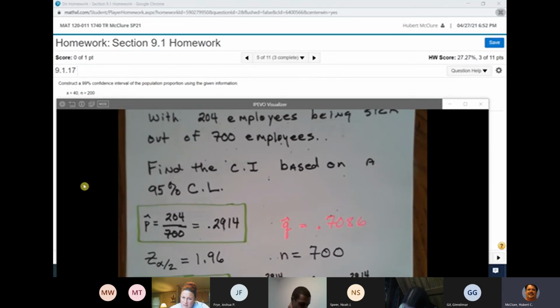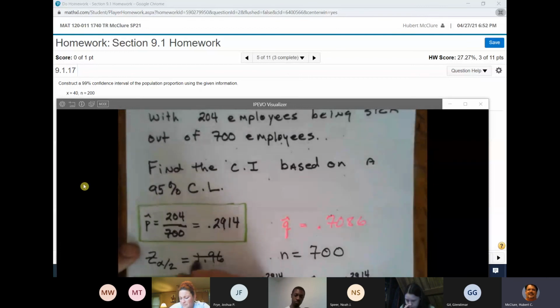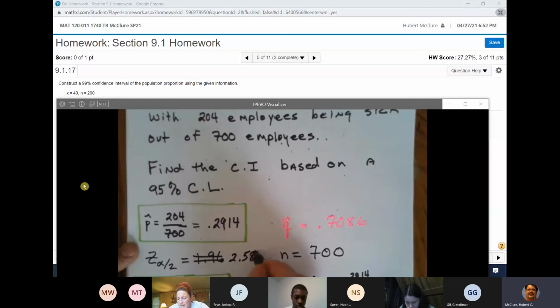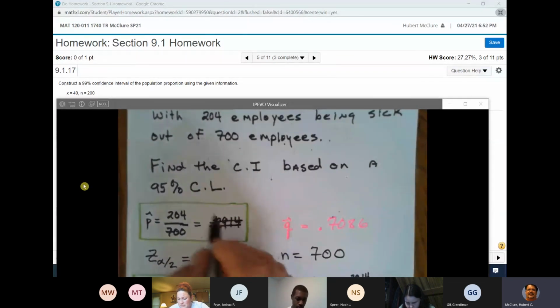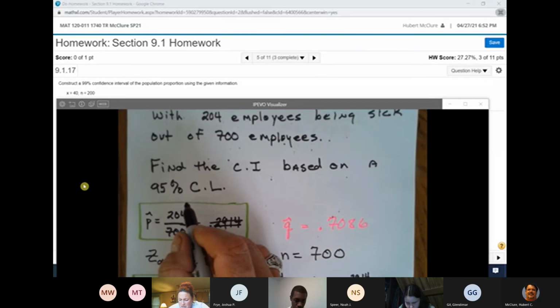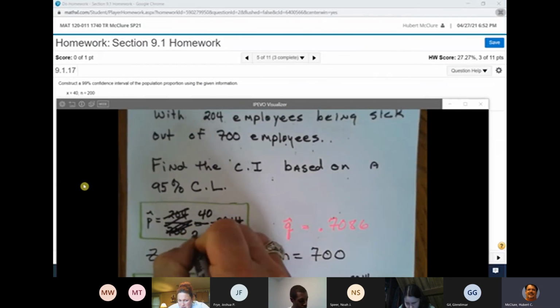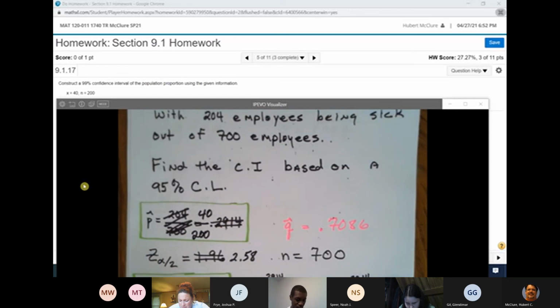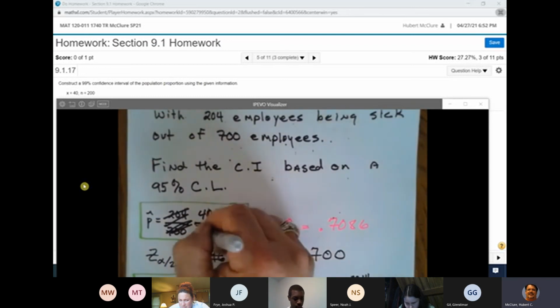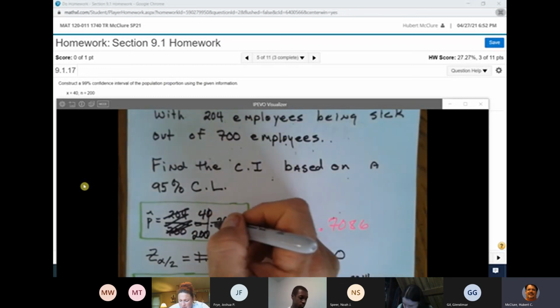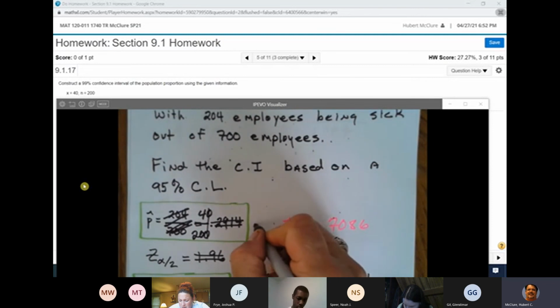So you got your Z-score, 2.58. I'm just going to mark through this because I'm just trying to help y'all get started. What'd you say, 2.58? And this is going to be 200 over 40 over 200. And that's 40 over 200, so that'd be 0.2. Somebody check my math.